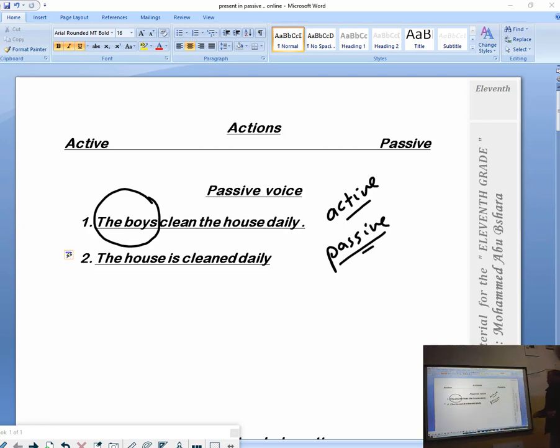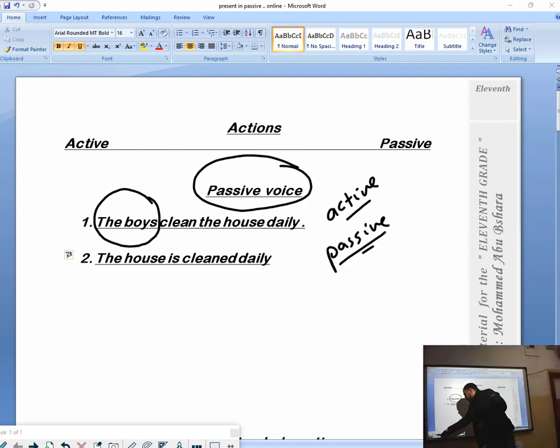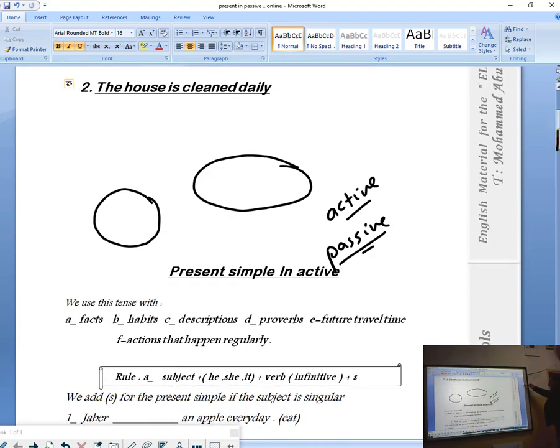Okay, we are going to start passive voice. Our lesson is going to be passive voice, and we should take each tense individually. We will start with present simple. What do you know about the present simple? What the present simple is? When do we use the present simple?